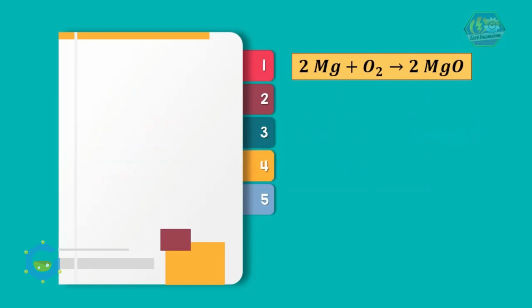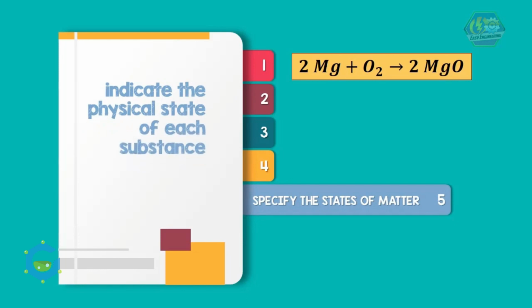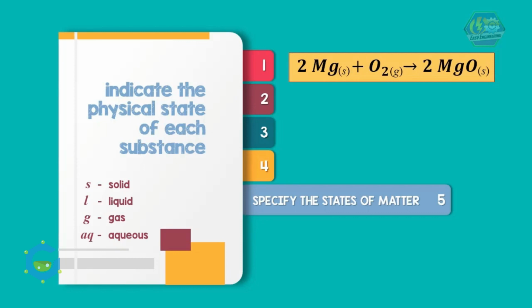Now for the number 5 step, specifying the states of matter. Lastly, we need to indicate the physical state of each substance. The notations are g for gas, l for liquid, s for solid, and aq for aqueous. From the original statement, we know that the magnesium strip is solid, oxygen is gas, and powdery magnesium oxide is also solid. Hence, we now have our final and balanced equation.